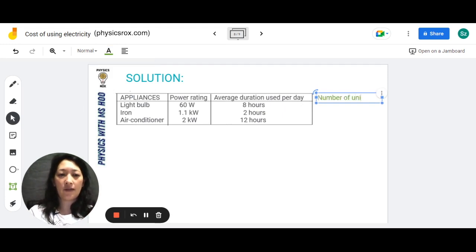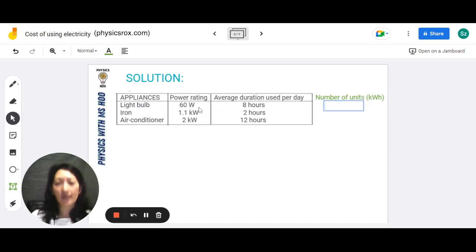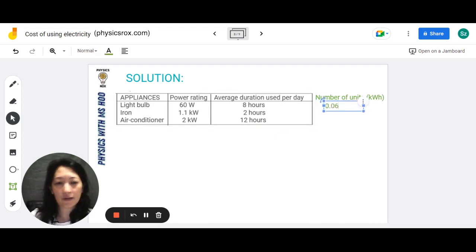Number of units used. What we mean by units is, if you recall, units is kWh, kilowatt hour. So we're going to calculate the values in kWh first. So from here, 60 watts. Now, I'm not going to write the working out. We're going to go straight to it. So 0.06 times 8 hours, you're going to get 0.48. I'm going to write here 0.48. Actually, I think some of you need to see this, so I'm going to write it out in full. So 0.06 times 8 gives us 0.48. I'm going to write that here.